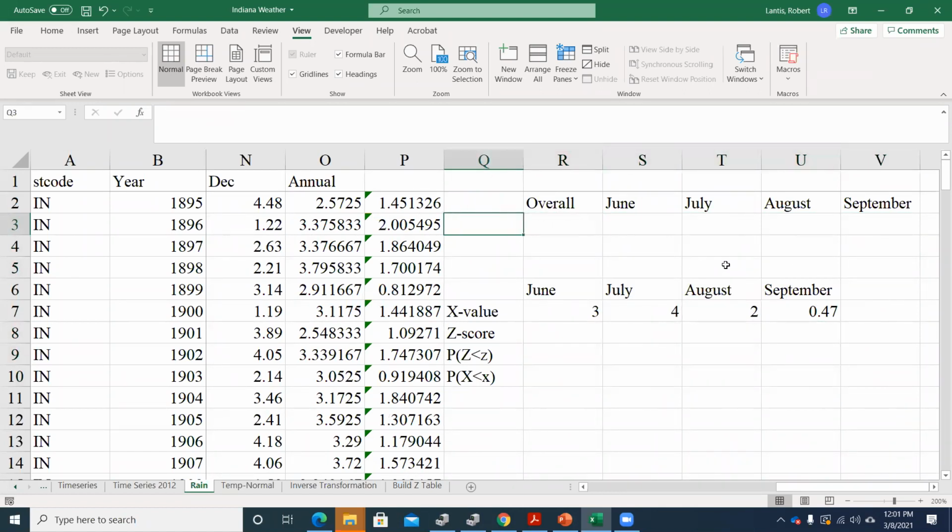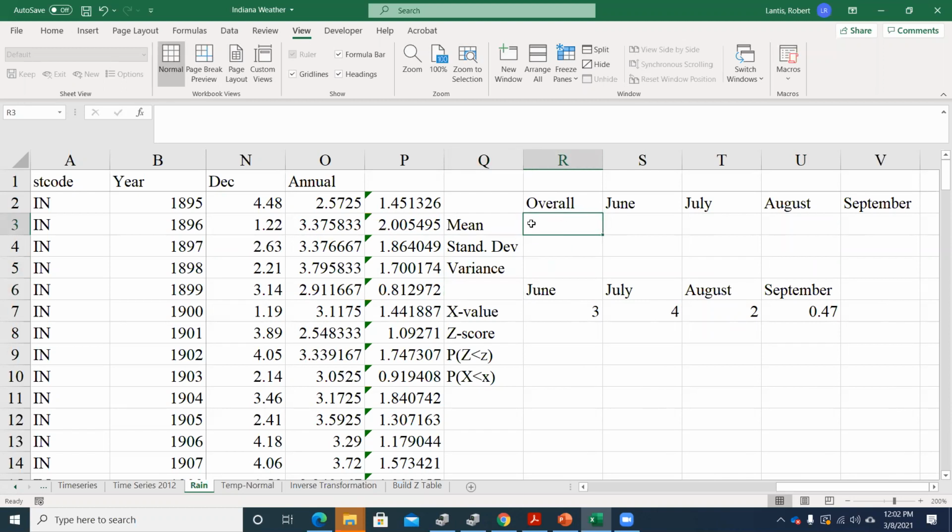So maybe we want to label these a little bit. I'm first going to find the mean. I'm then going to find the standard deviation. Okay? And actually, if I wanted to, I could find the variance as well. So first I'm just going to do it for the overall monthly rainfall.